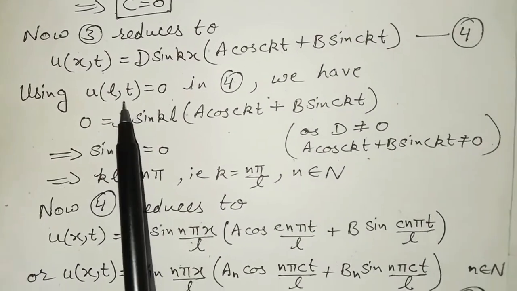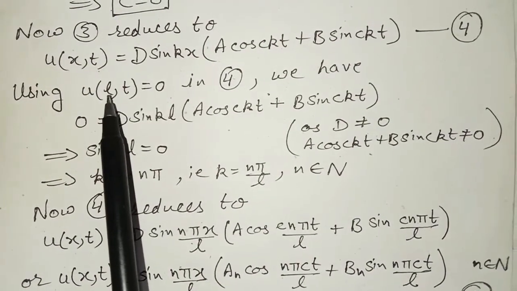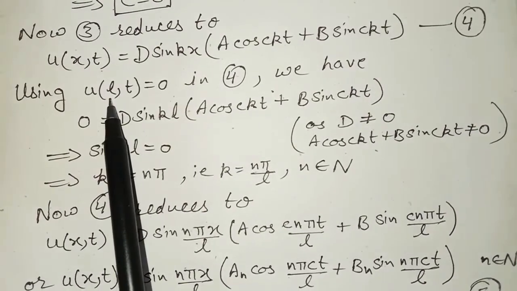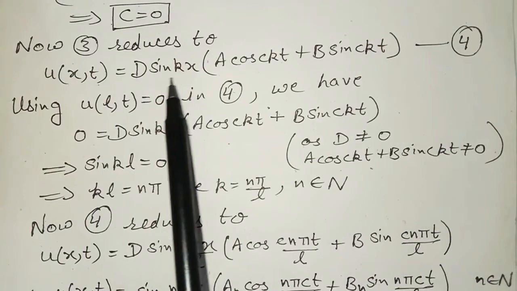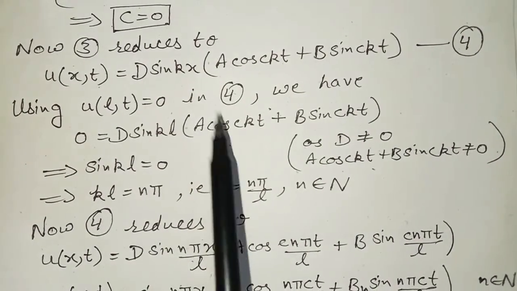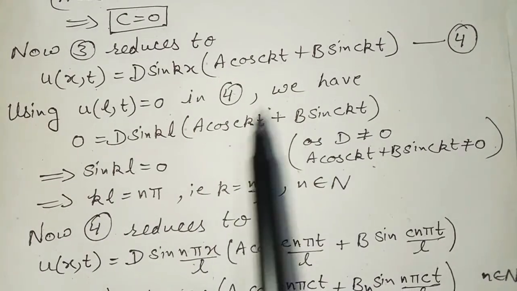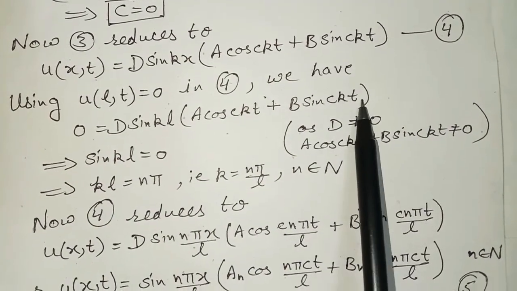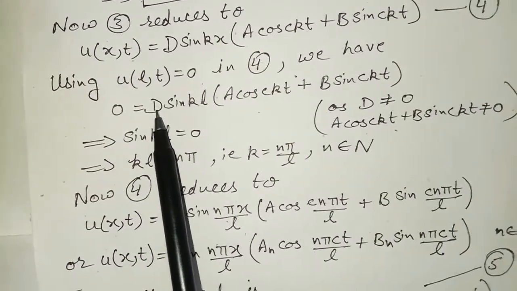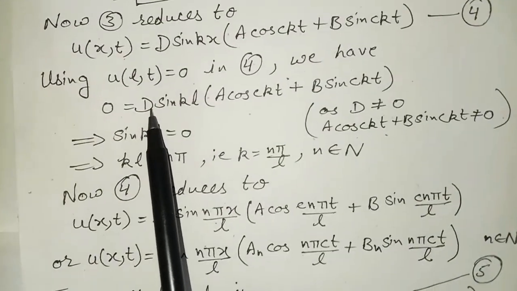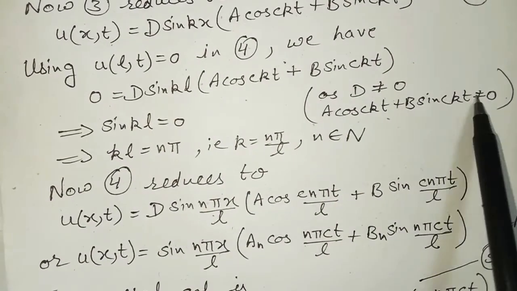So again we use another boundary condition. The first boundary condition we have used when x is equal to 0. Now this is when x is equal to l. Again u is 0. So in this equation number 4 we substitute x is equal to l. Then we get this. Now again this is not equal to 0. d cannot be 0 because c is already 0. If d is also 0, then the solution will become 0. So therefore we assume d is non-zero and this is also non-zero.